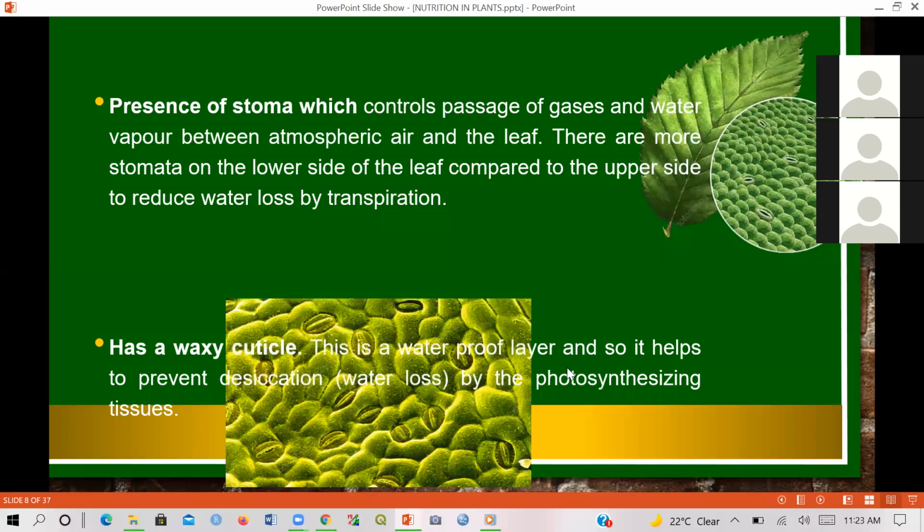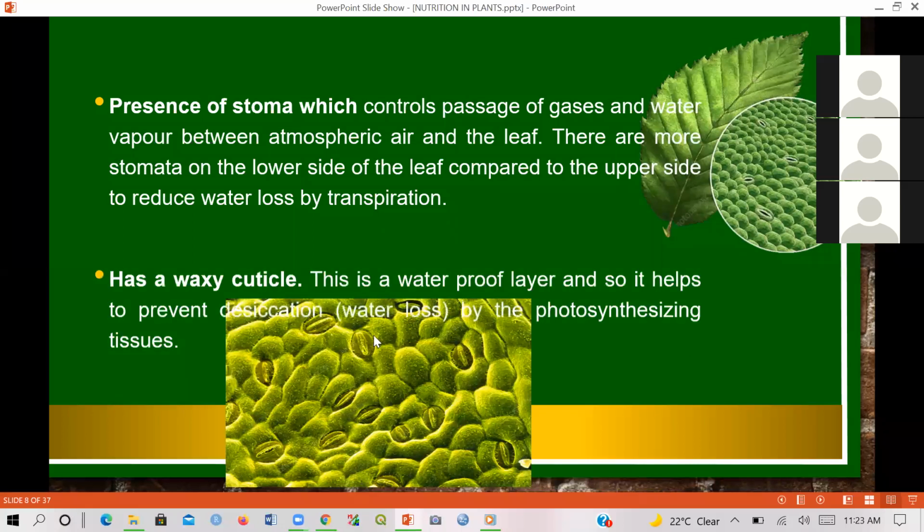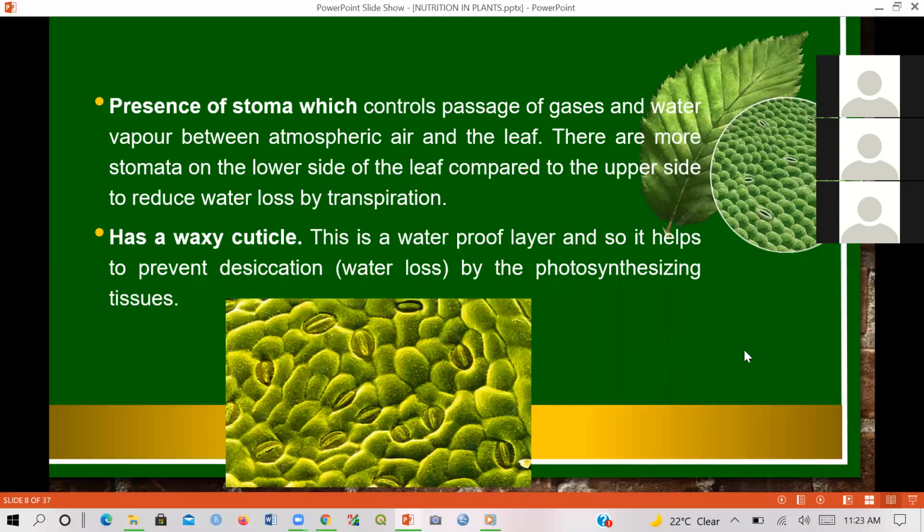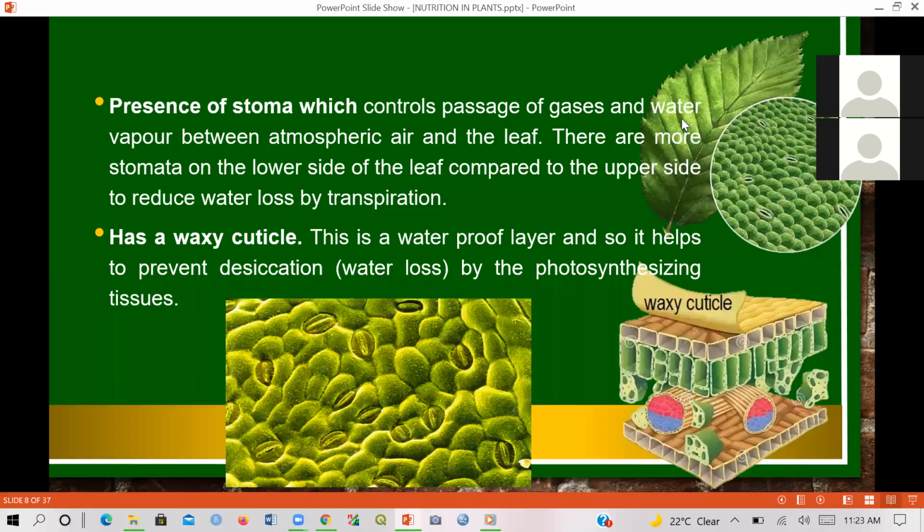Okay. Then another adaptation is the presence of a wax cuticle. On the upper surface of the leaf, like this upper surface here, there is always that shining cuticle, that shining layer. That shining layer is what we call cuticle. It is waxy, it is like jelly, like petroleum jelly. So what is the importance of this layer? It waterproofs the leaf so that it doesn't lose that water that it needs during the process of photosynthesis.